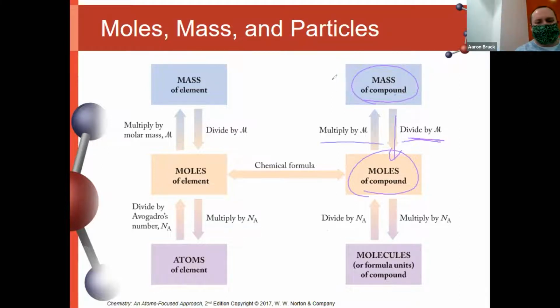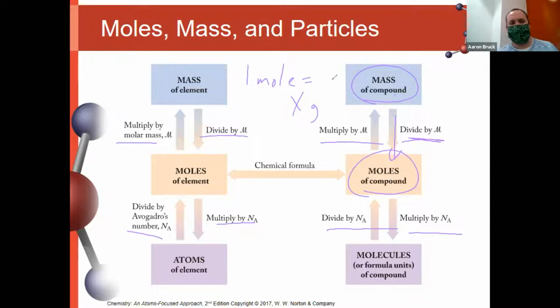Because all of these are simply conversions. Molar mass says that 1 mole of a substance is equal to X number of grams of that substance, a conversion factor. Avogadro's number says that 1 mole of the substance is equal to Avogadro's number of particles of that substance.